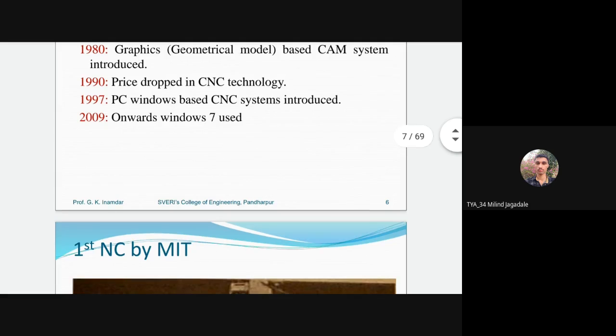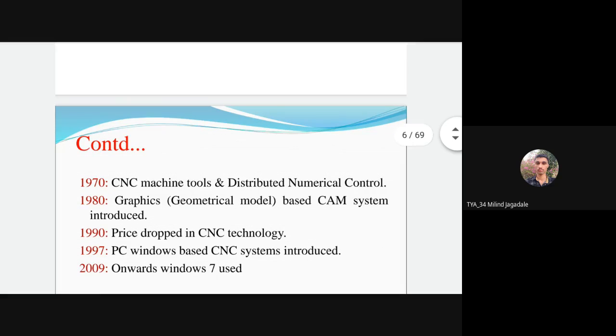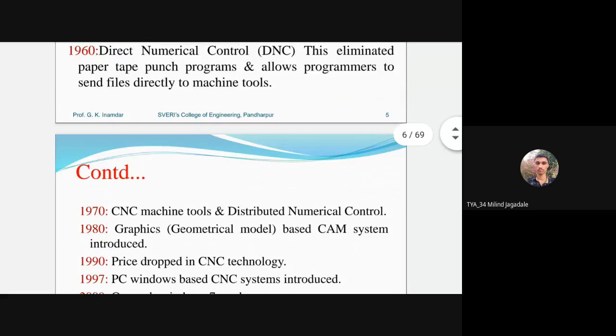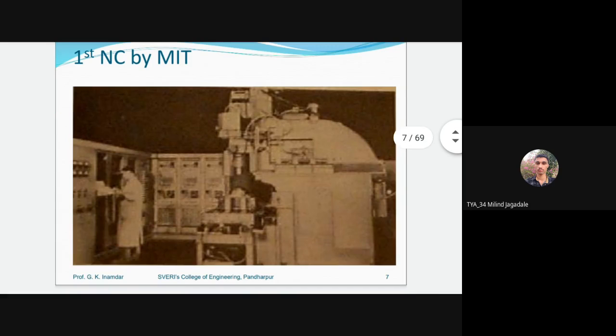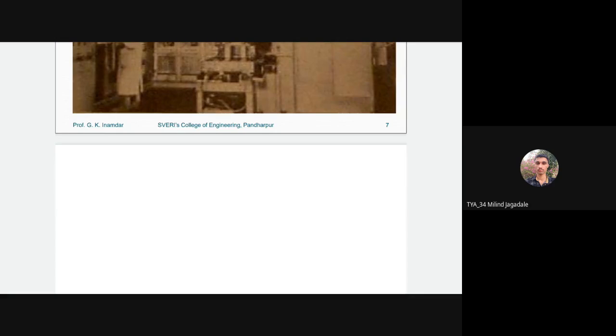Now this is the first NC machine made by MIT. MIT is nothing but the Massachusetts Institute of Technology. Pronunciation is very tough. This is the inventor of the first NC system, and this is a picture of the first NC system developed by MIT.